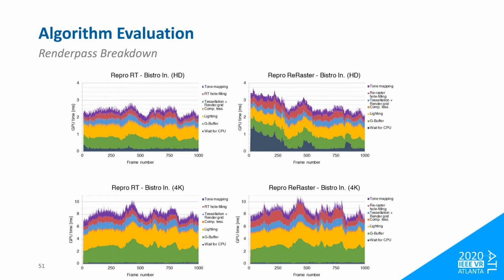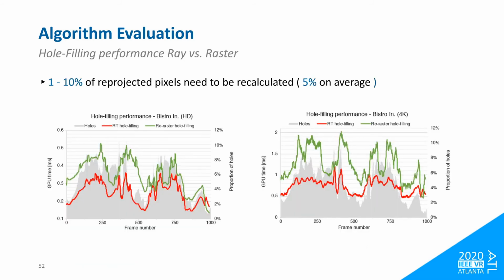Here is a breakdown of the individual render stages for both reprojection systems in the bistro interior scene. The first 2 passes belong to the left eye image, followed by the reprojection stages, which are performed under 1 millisecond for HD and under 2 milliseconds for 4K resolutions. The following figure shows the hole filling performance of both systems in more detail. Ray traced hole filling clearly outperforms the re-raster system and is on average 0.15 milliseconds faster for HD and 0.5 milliseconds for 4K. These differences are even higher for the other scenes, as bistro interior could be considered a worst-case scenario with many simultaneous disocclusions.